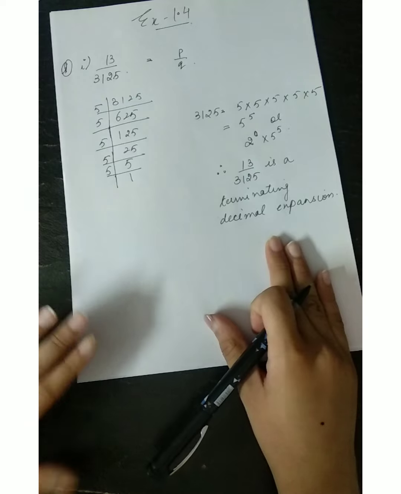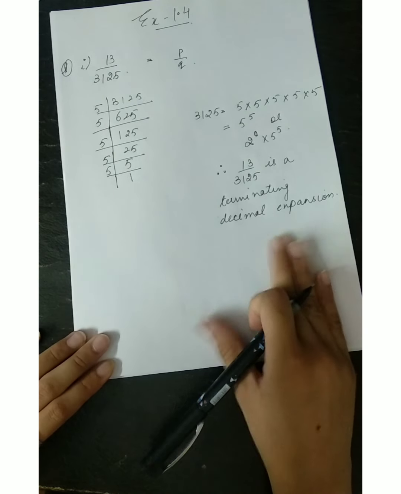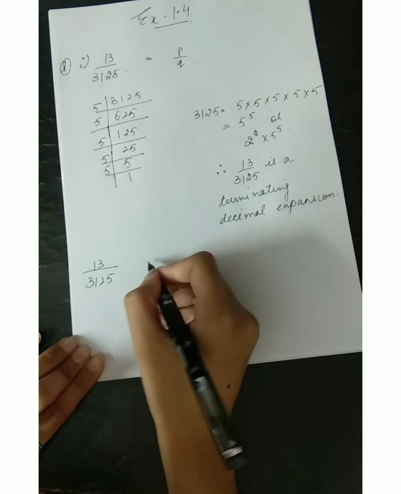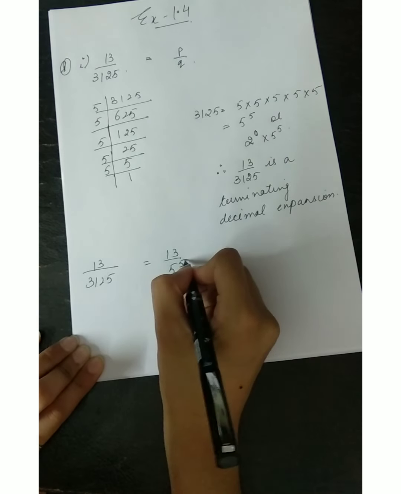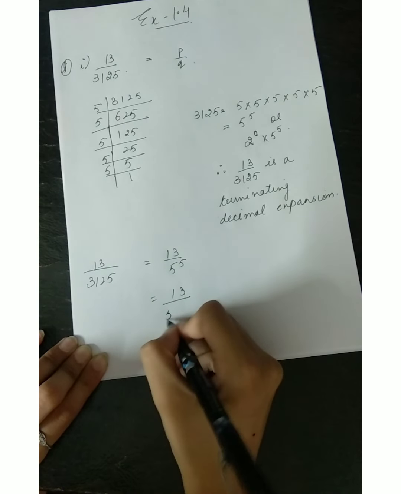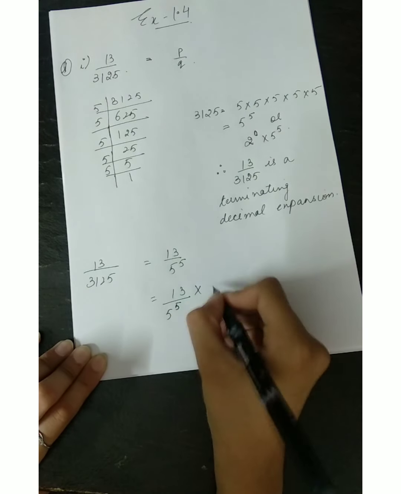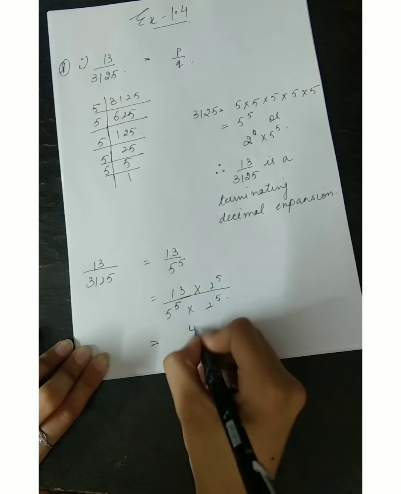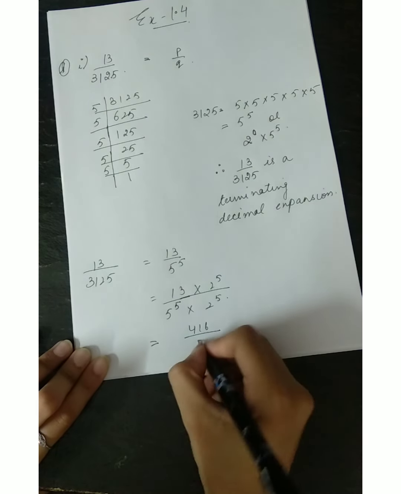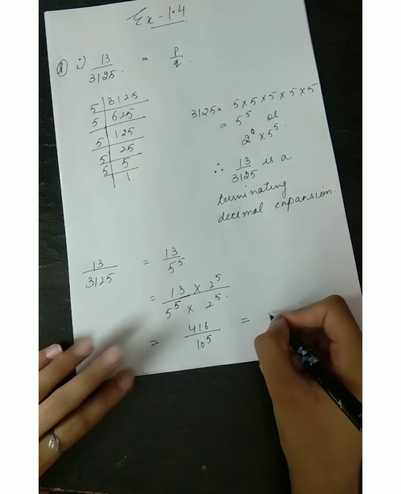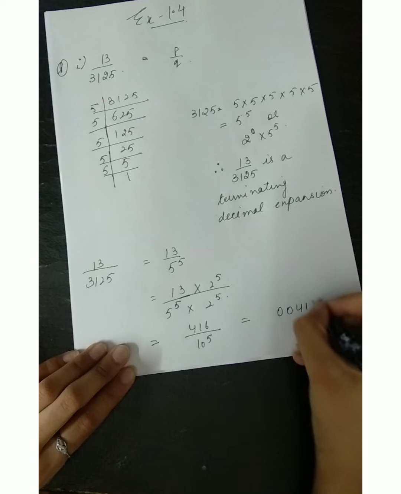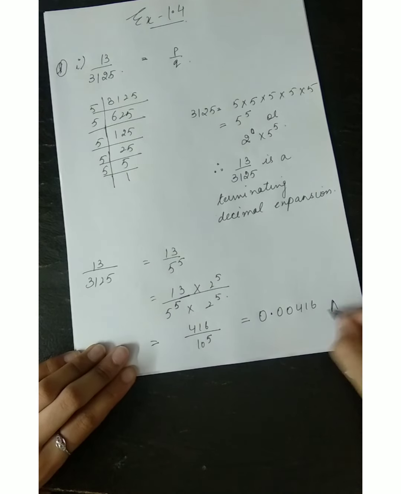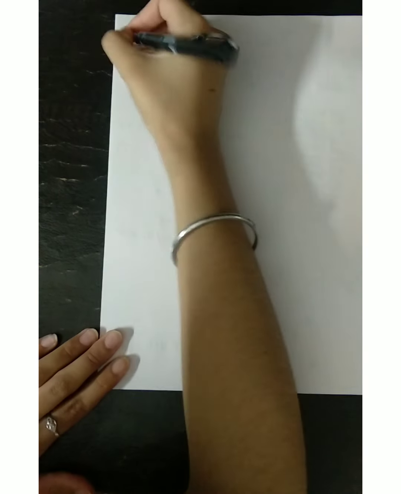Now, if it is a terminating decimal expansion, let's find out its decimal expansion. So, 13 upon 3125 is equal to 13 upon 5 raised to power 5. Therefore, multiplying by 2 raised to power 5 in numerator and denominator, we will be having 416 upon 10 raised to power 5. So this will be 0.00416, which is our answer.